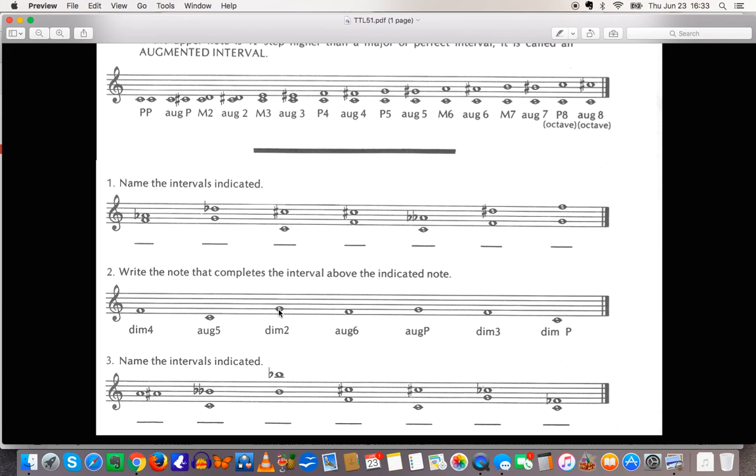So diminished second, we have a G. A major second is going to be an A. If you lower that a half step, you have a minor second, G to A flat. And you lower that another half step, G to A double flat, that's going to be a diminished second. All right, so go ahead and fill out the rest there. Be careful, okay?